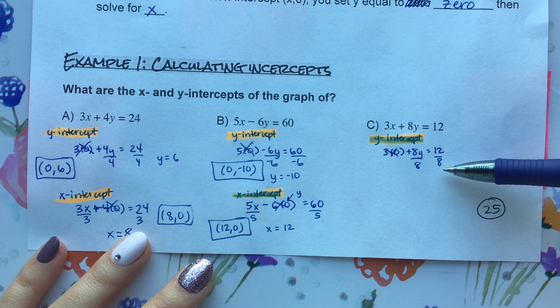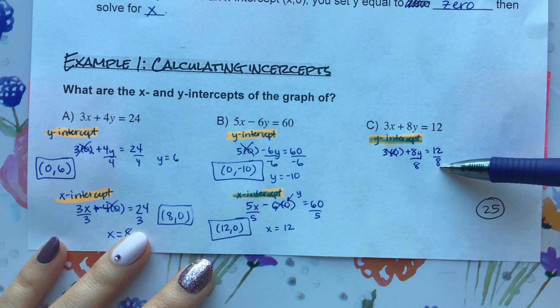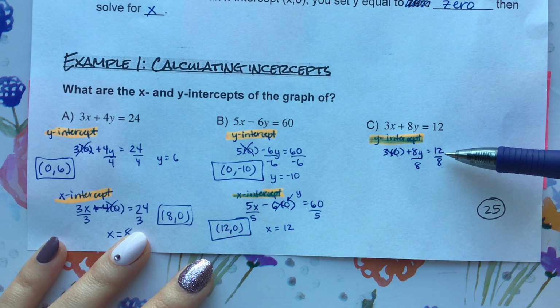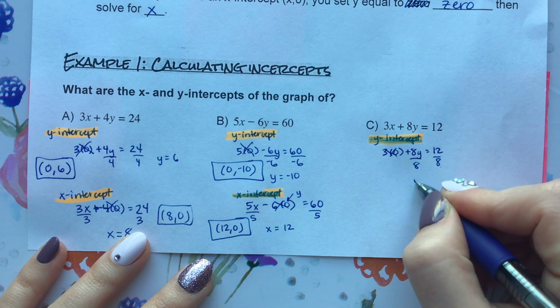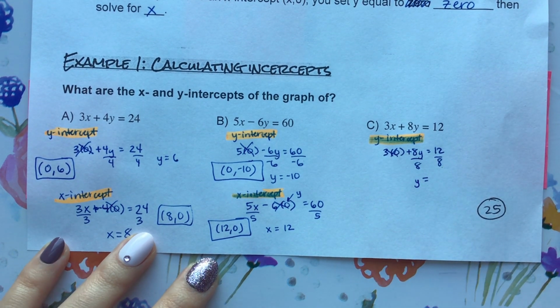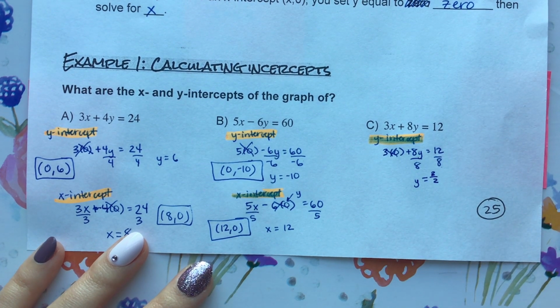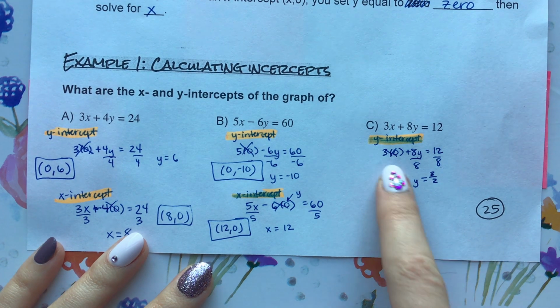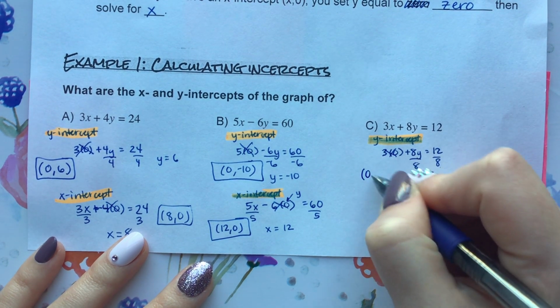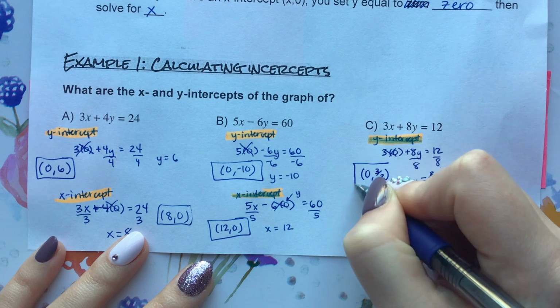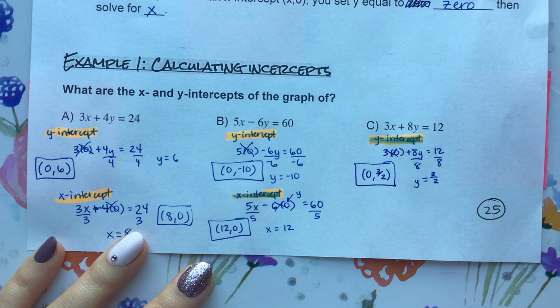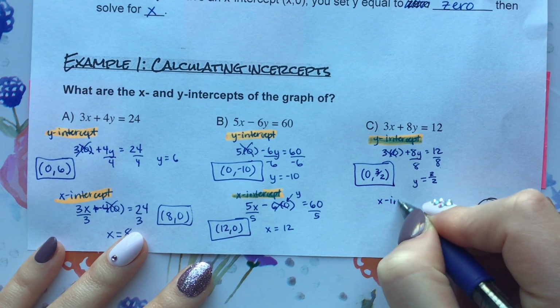What does 12 over 8 reduce to? Notice that I can divide a 4 out of top and bottom of that fraction. So I'm actually going to get y is equal to 3/2. Just leave it top heavy, that's fine. But my ordered pair is now 0, 3 over 2. Now let's go to the x-intercept.